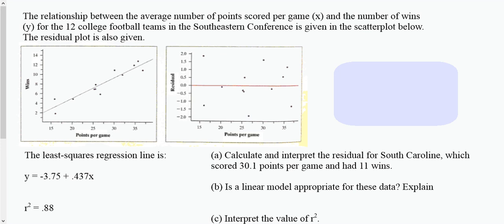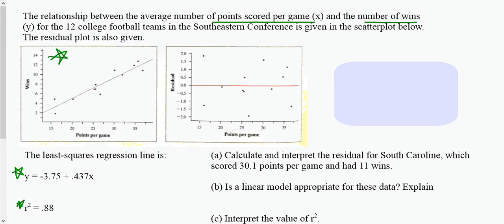Here's the relationship between the average number of points scored per game, X, and the number of wins for 12 college teams in the Southeastern Conference. Now the scatter plot is given right here. Okay, so we have this linear regression line drawn. We have the data plots. Looks like a pretty good linear fit. And they give us the equation right here. We'll talk about r squared in a moment, what that means.